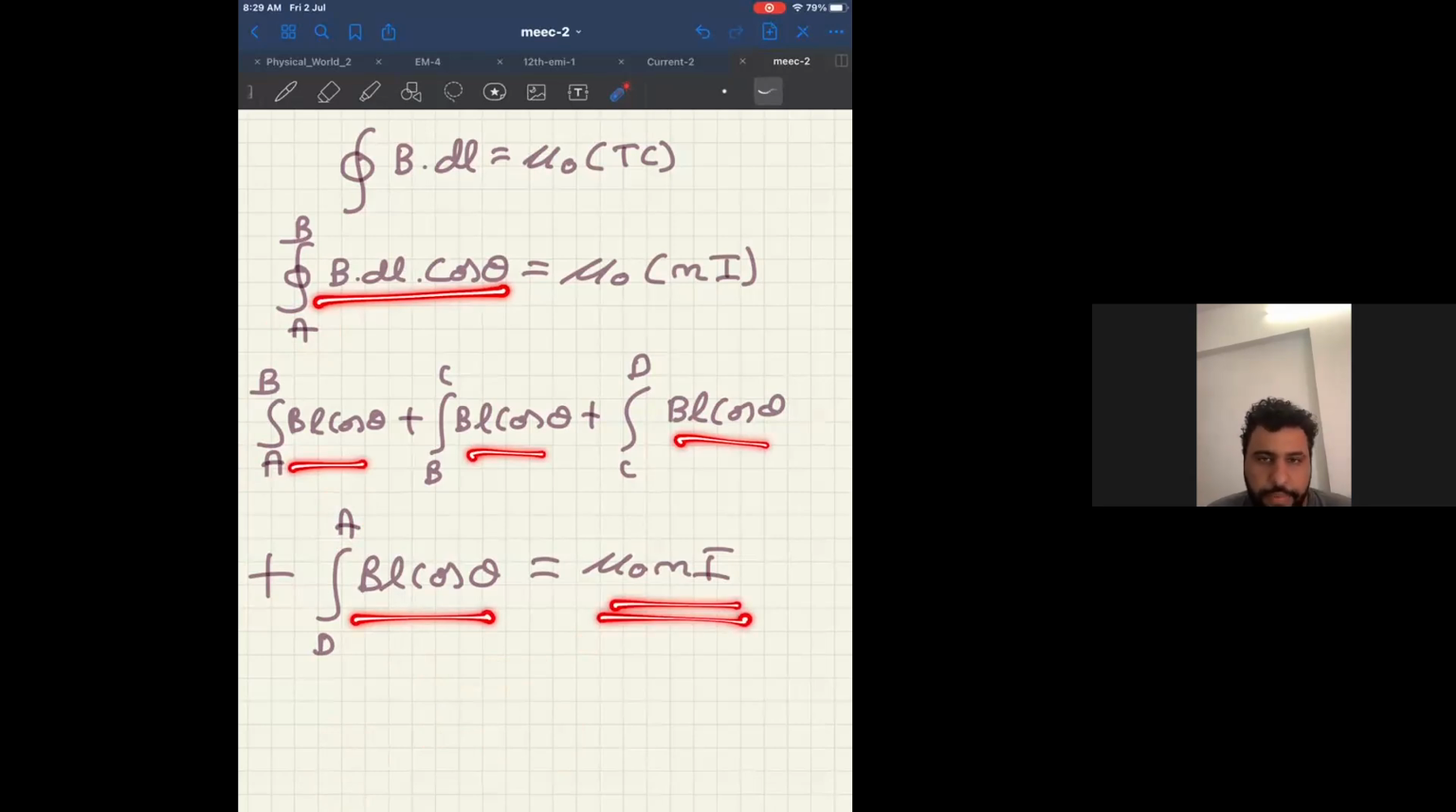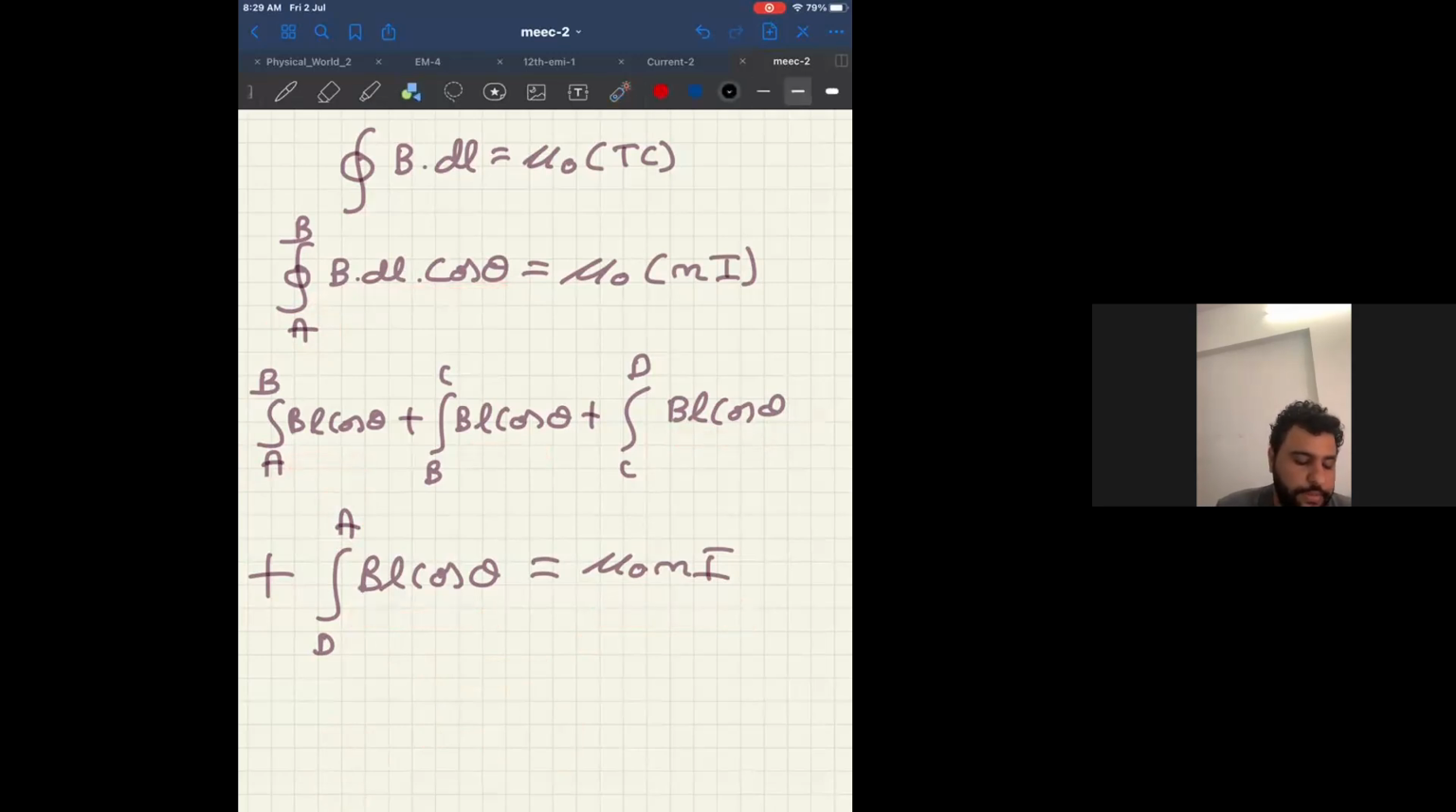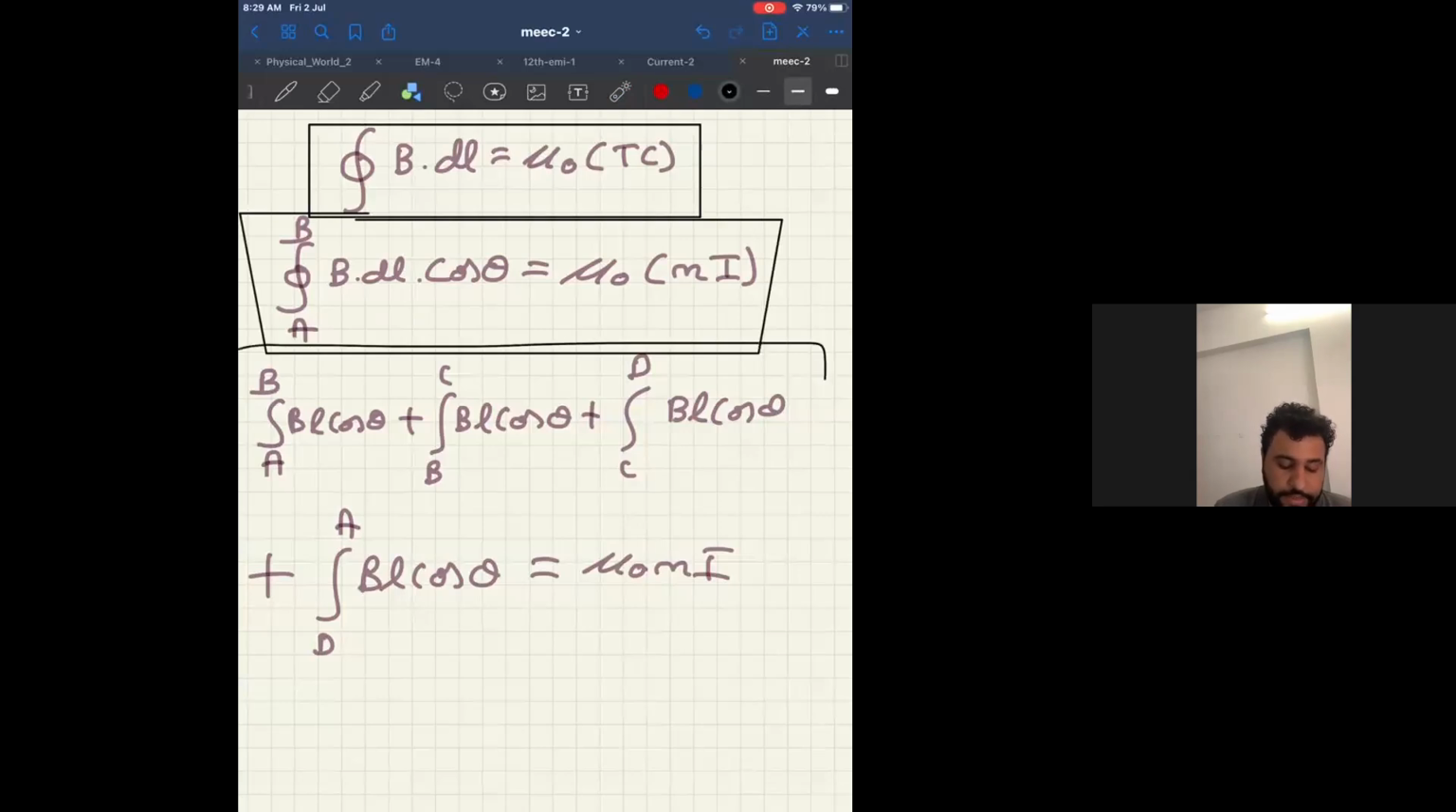Right hand side will remain mu naught Ni itself. Okay, so look at this. This was our first step of Ampere's law. This is our general formula. This is once I expand. This is my second step, and this is my third step.